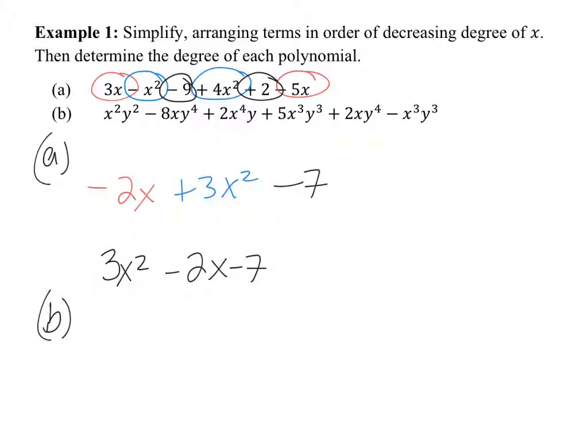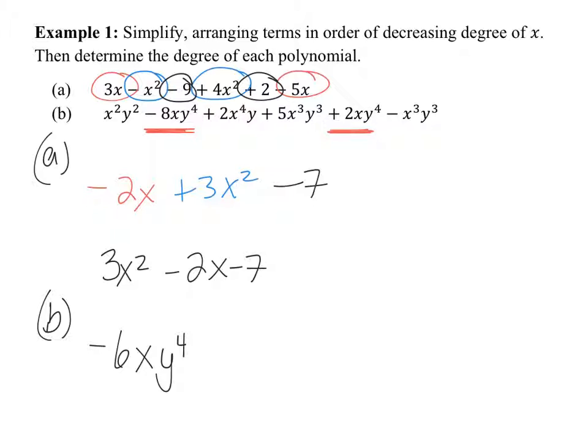Part B. Look for your like terms right away. x squared, y squared doesn't show up anywhere except once, so there's no like terms for that. Then I go to the x, y to the fourth. These are the same like terms right here and right here. So combine those two first. Negative 8, x, y to the fourth, positive 2, x, y to the fourth is going to give me negative 6, x, y to the fourth.